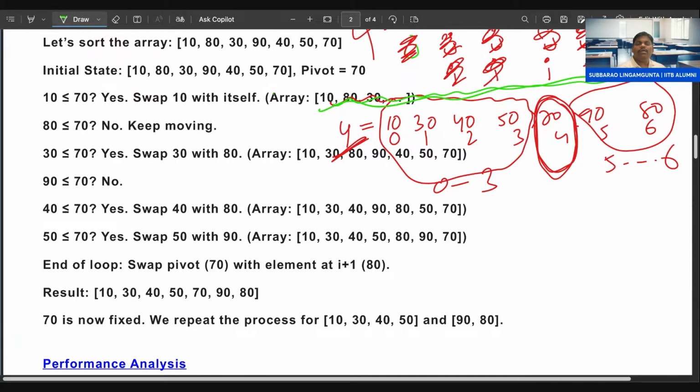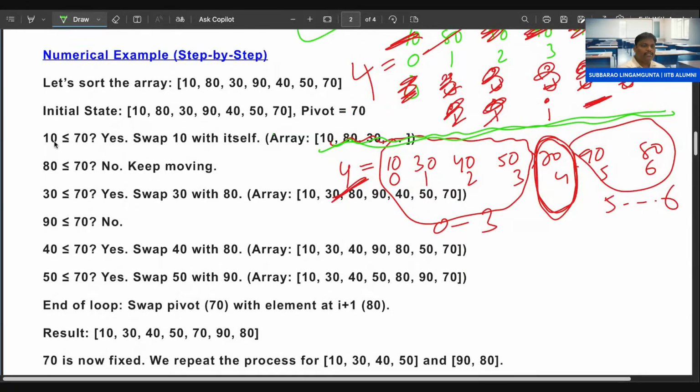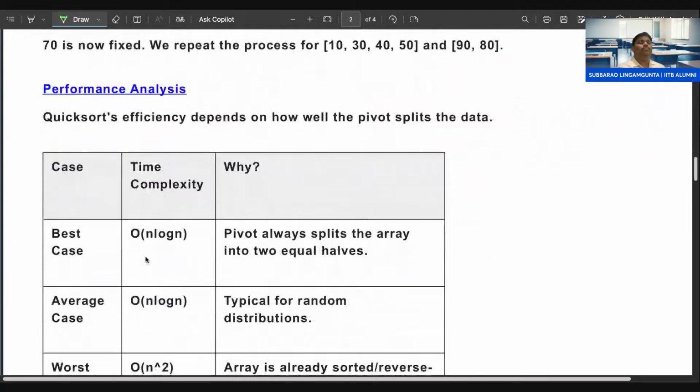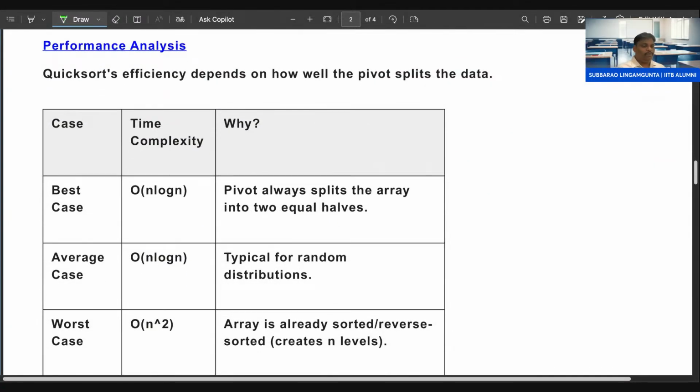One scan means time complexity order of n. The same thing I explained here clearly, step by step. I took one numerical example and explained step by step. Now some people are asking, sir, what is the time complexity of quicksort?